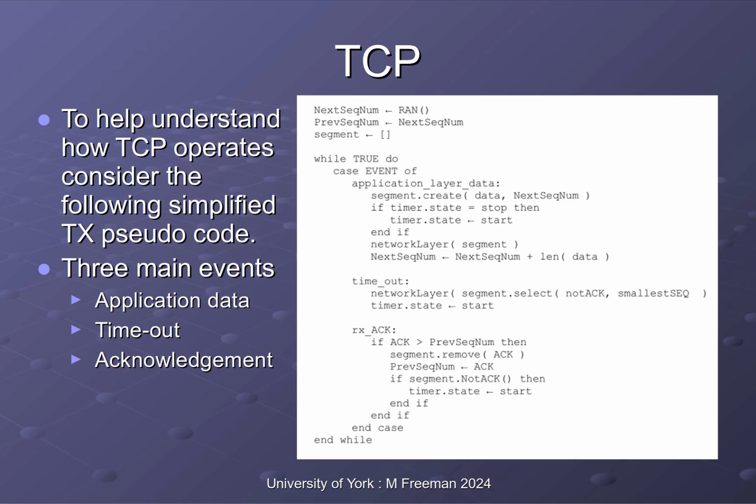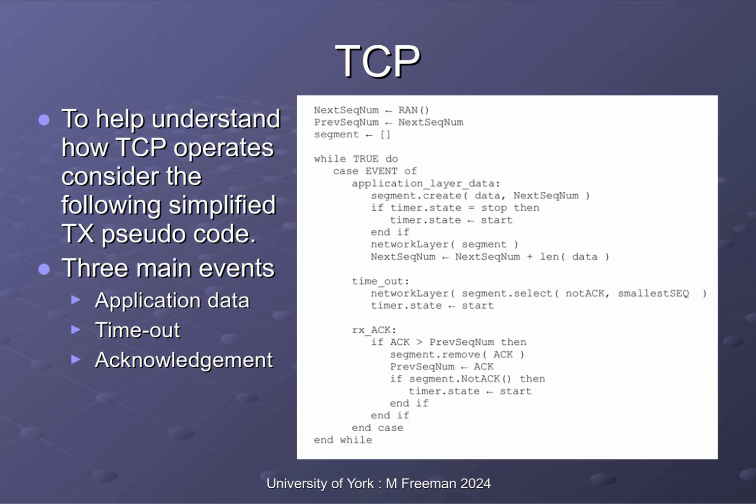So let's have a look at these each in turn. We receive a message from the application layer, so we need to create a segment. We create a segment with the data that has been passed to us and we assign it the current sequence number. Then we look at our timer. Think of the timer as being associated with the oldest unacknowledged packets.